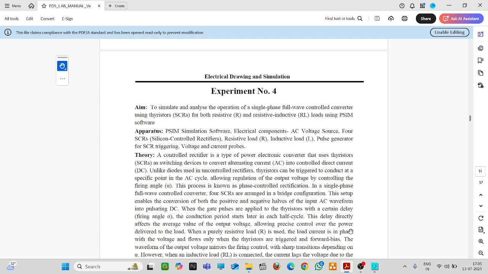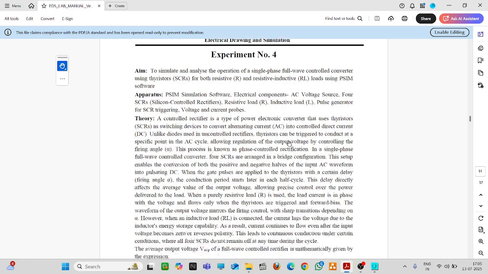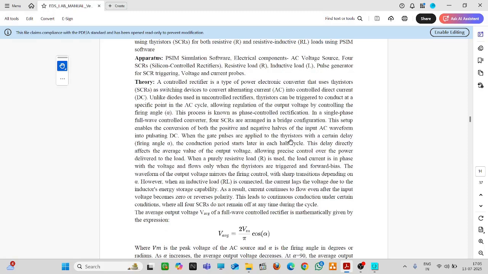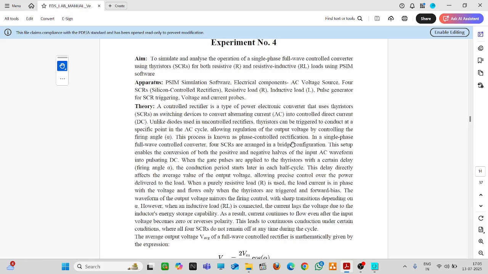Again, the commutation will be classified into class A to class F. Class F is natural commutation. Natural commutation means line commutation, that is the zero crossing. At the zero crossing, the anode current value is below the holding current, and because of that the SCRs will be turned off. But the forced commutation will be of class B, class D, and class C. So that will come under forced commutation, and load commutation is of class A.